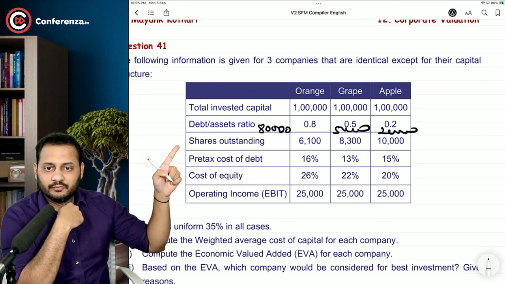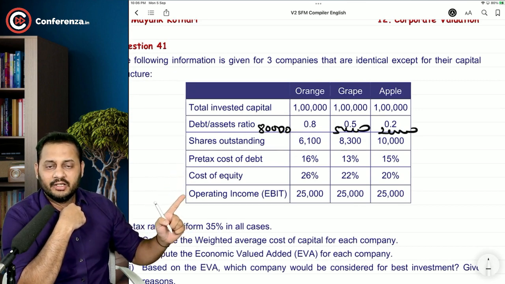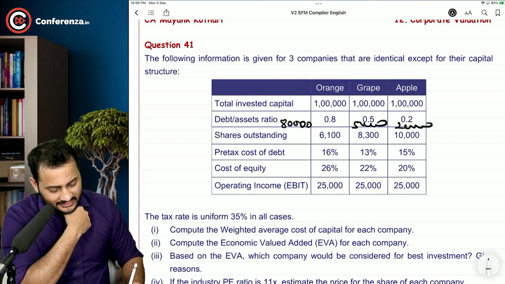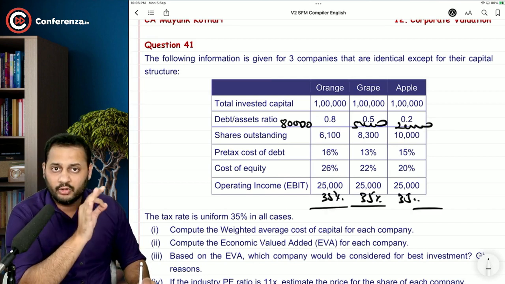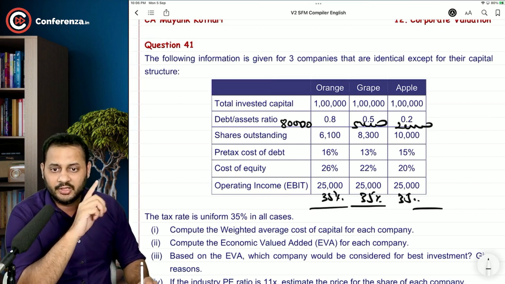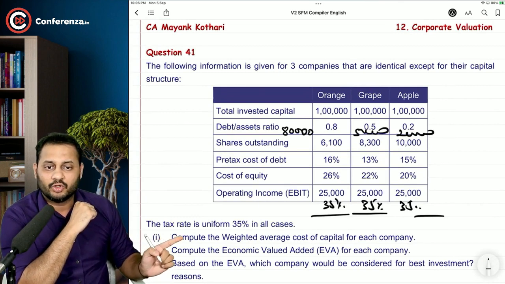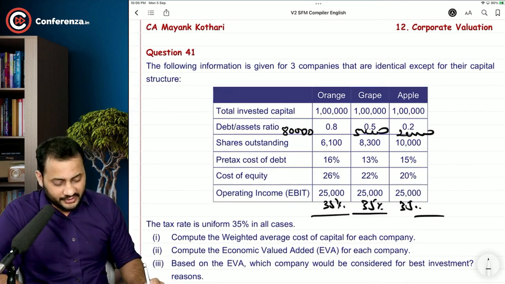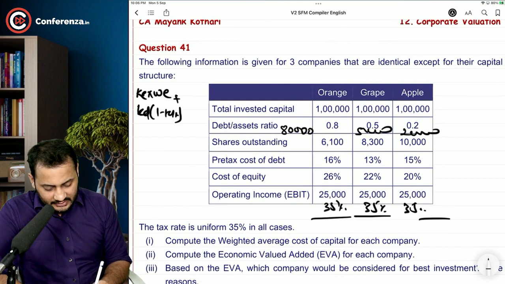Shares outstanding, number of shares, pre-tax cost of debt, cost of equity, operating income before interest and tax. Now understand, the tax rate is 35%. You can straight away deduct 35% out of this amount to get the net operating profit after tax first, in order to calculate the weighted EVA. Now we have to calculate the weighted average cost of capital for each company. That means the same calculation to be done thrice. Okay, what is the formula, sir? Cost of equity into weight of equity plus cost of debt (1 minus tax) into weight of debt.